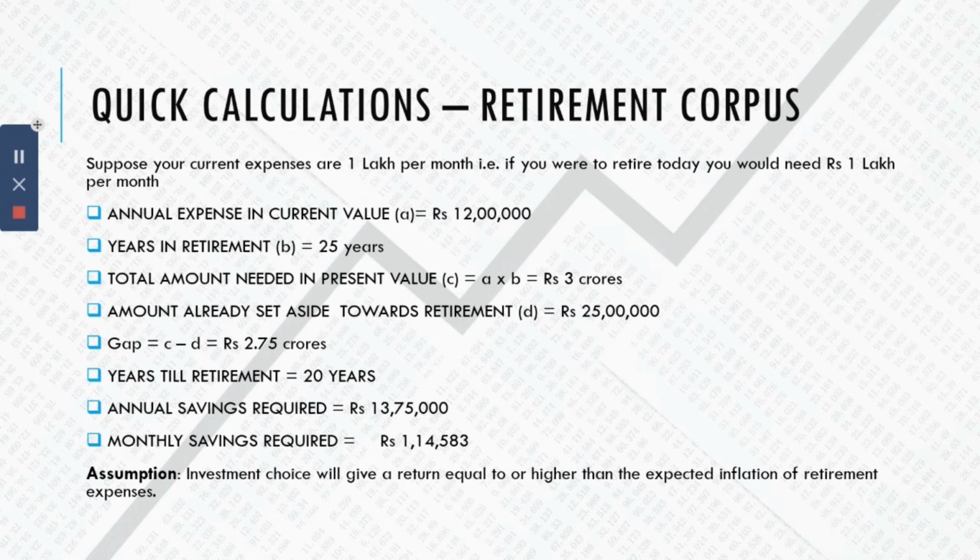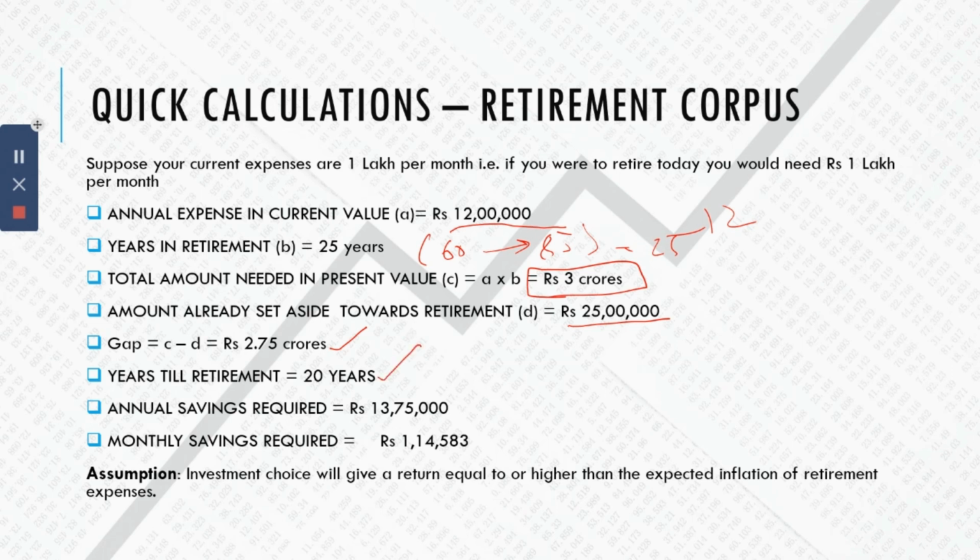Or similarly, you can do the retirement corpus. The current value of expenses that I have is 12 lakhs per annum. I have 25 years in retirement, so maybe I'm retiring at 60 and expecting to live till 85, which is 25 years. So 25 times 12 lakhs is 3 crores. Now I already have, say, 25 lakhs, so the gap is 2.75 crores.